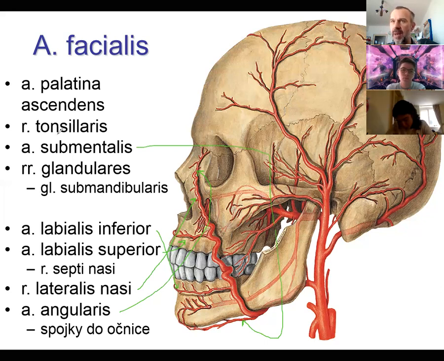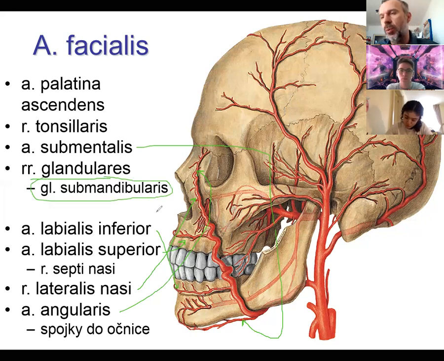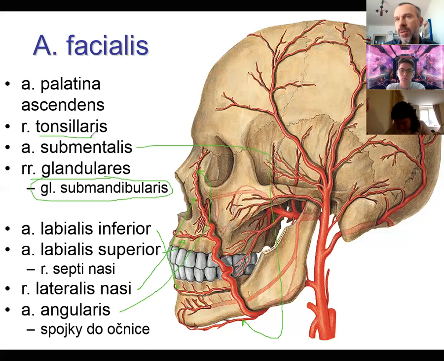And then what about the other branches? These we cannot see so easily. These are glandular branches for the submandibular gland, and I will show you in a minute the relationship. And then the tonsillar branch for the palatine tonsil and the ascending palatine artery. These are not so easily visible on this figure. The ascending palatine artery is here, this small one.